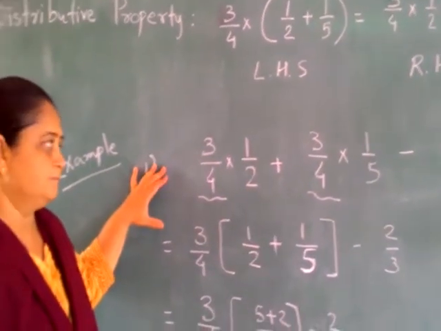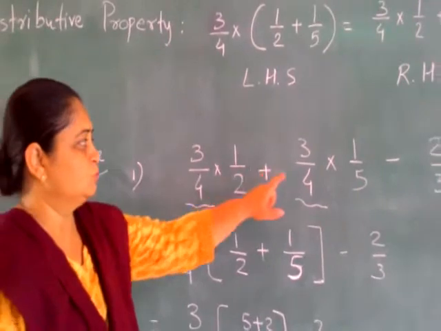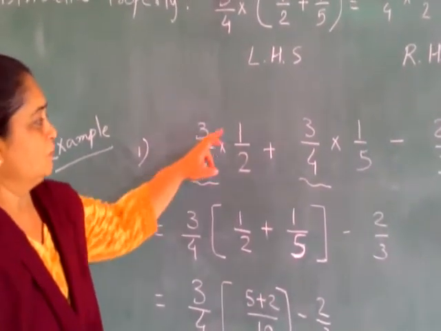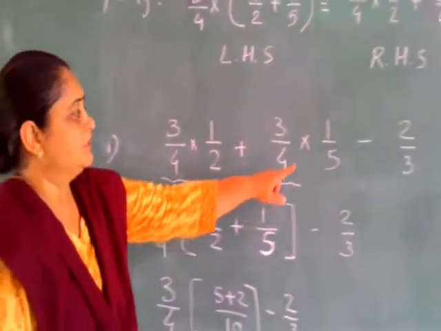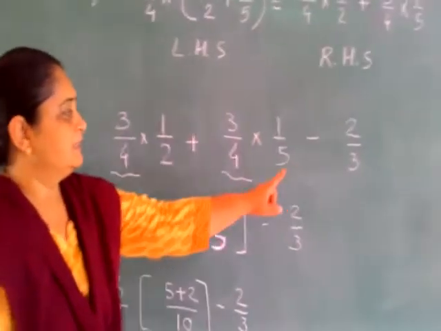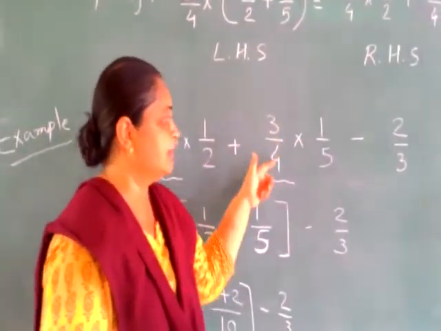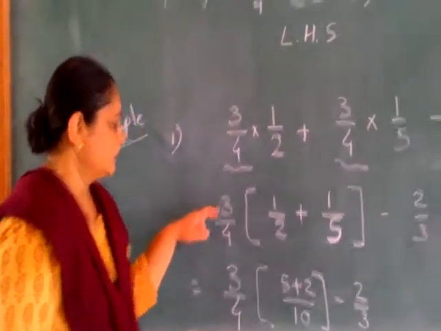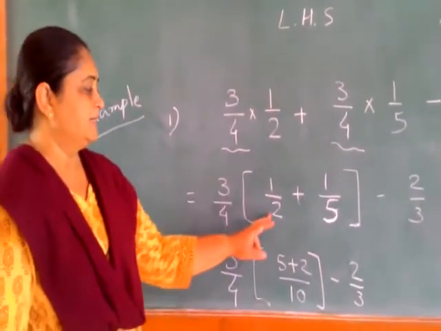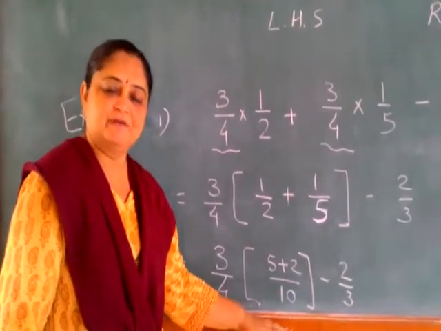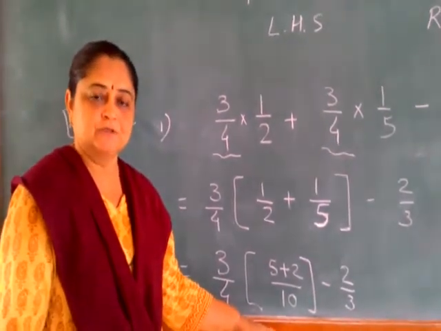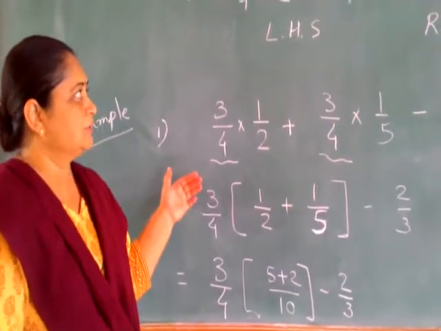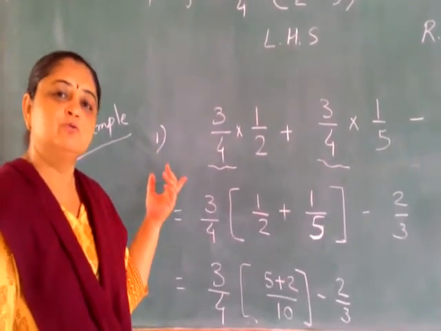How do we solve this sum? From these two terms I am taking common 3 by 4. So what is left? 1 by 2, here 1 by 5, and this third term has no 3 by 4, so it is outside of the bracket. Now we simplify this by taking LCM, afterwards you know what to do. So how do you solve this sum? By taking the distributive property.